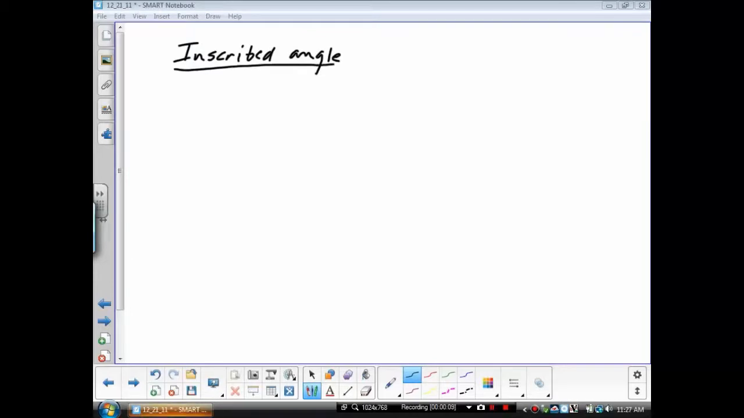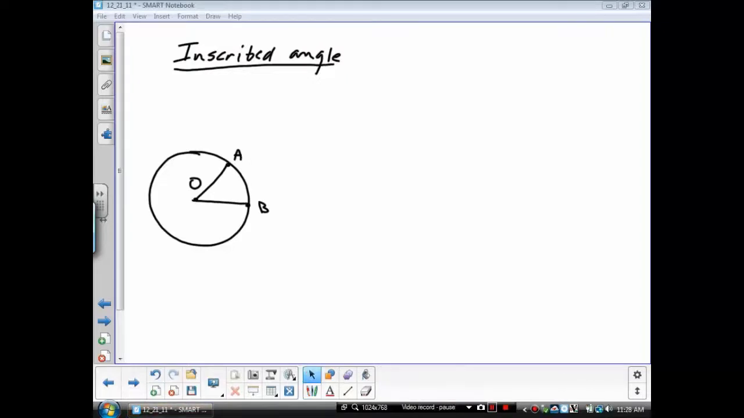We've already looked at a central angle. A central angle has to have its vertex at the center of the circle. An inscribed angle is an angle formed by two chords with a vertex on the circle.